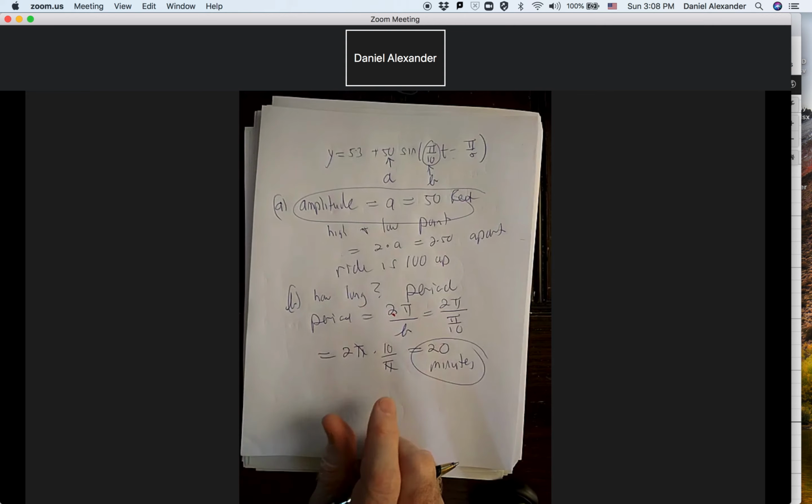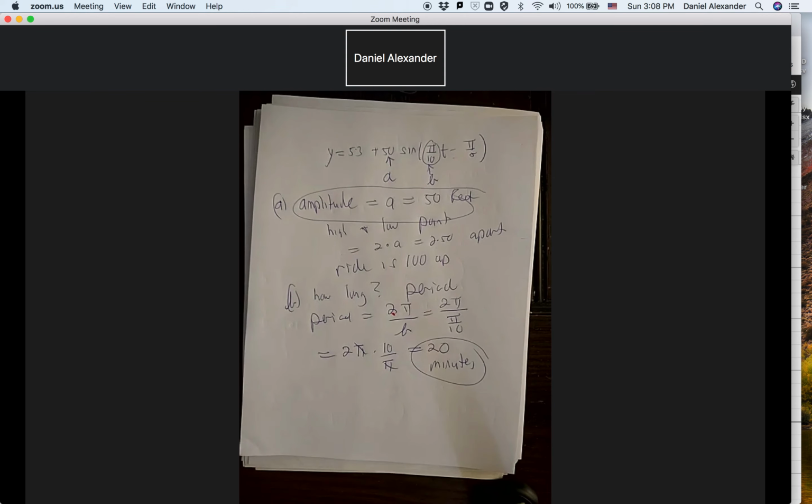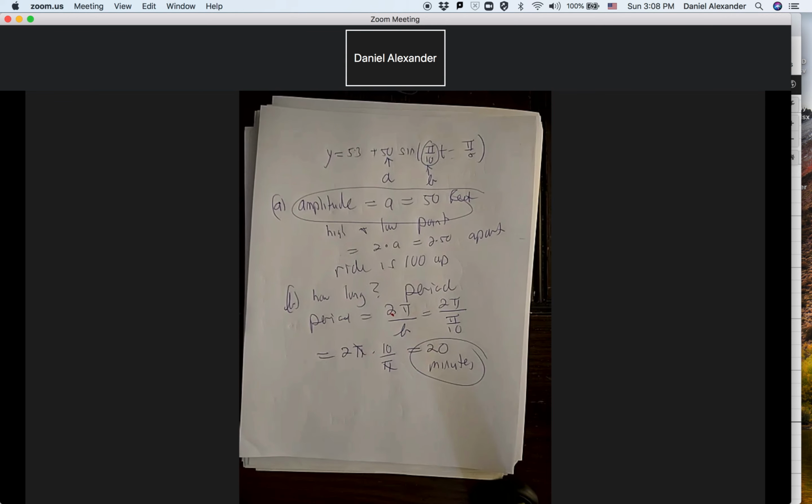And then the amplitude is 50 feet. Okay. Back in the problem, I forgot to ask for feet and didn't give you what the time units are, but I meant to say that, so I apologize. I'll go back and fix it.